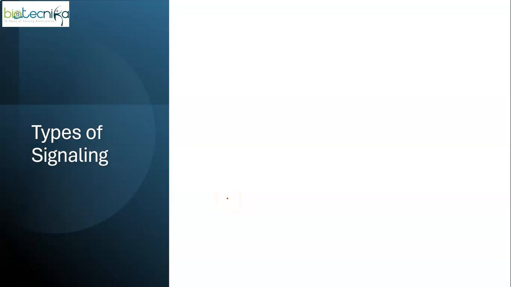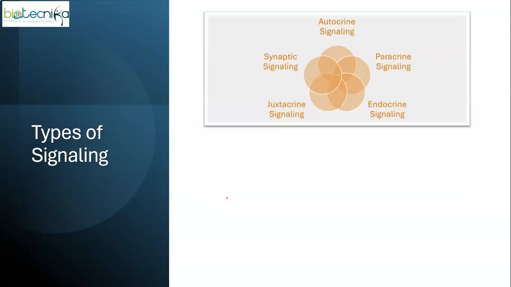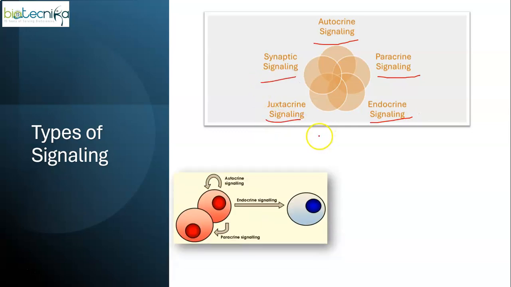Now, looking into the types of signaling pathways, we can classify them as autocrine, paracrine, endocrine, juxtacrine, and synaptic signaling. Among these, if we compare autocrine, endocrine and paracrine, endocrine signaling is all about long distance signaling because it travels through the bloodstream to reach the target cell.